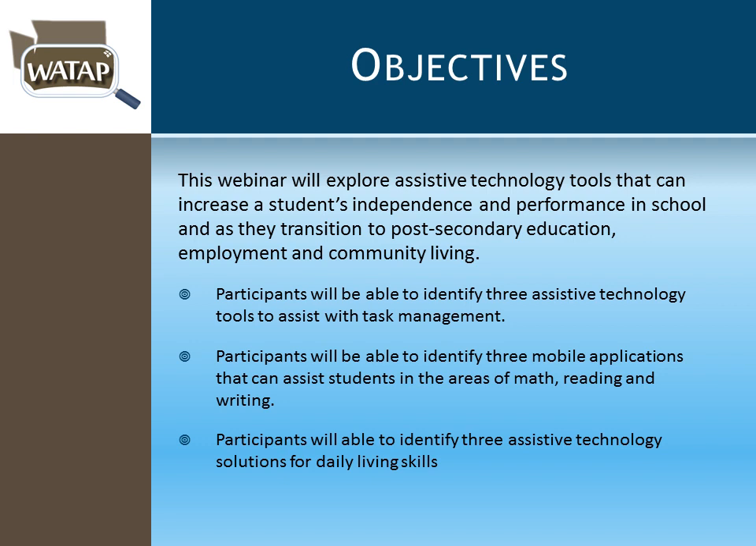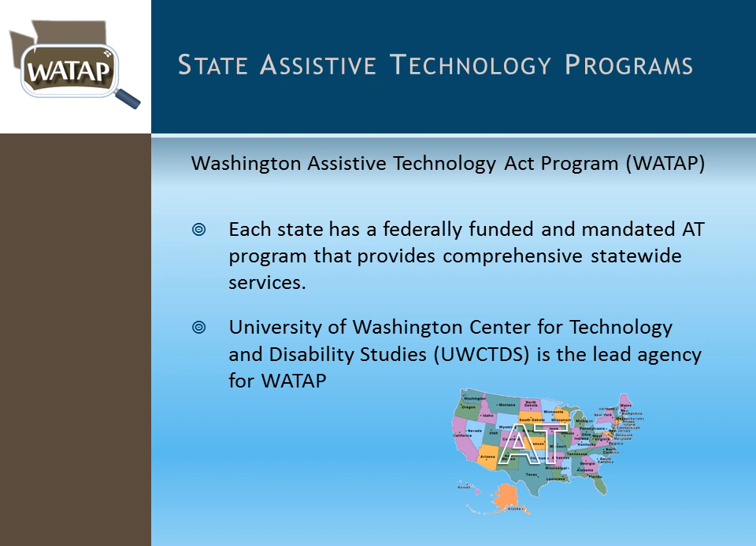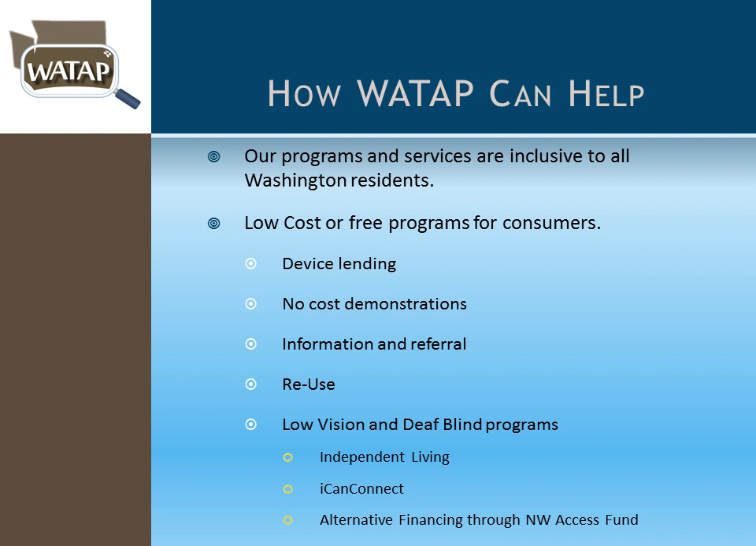For task management. As I said, I work for WATAP, and what we do here at WATAP is all about assistive technology. We are a federally funded program. Every state has a federally funded AT program. We are housed at the University of Washington, and the primary goal of WATAP is working with individuals across the lifespan. So we work with kids and older adults in all areas of disability.